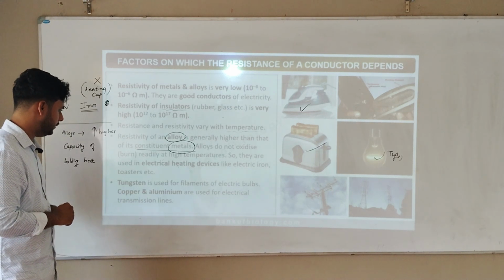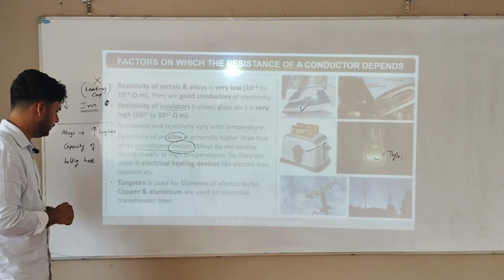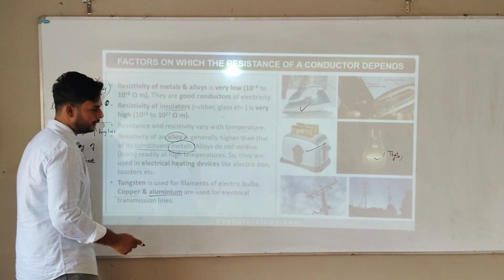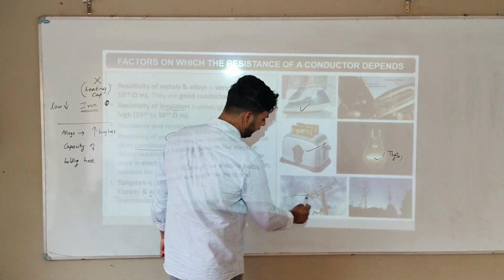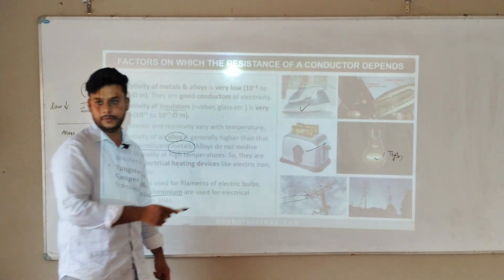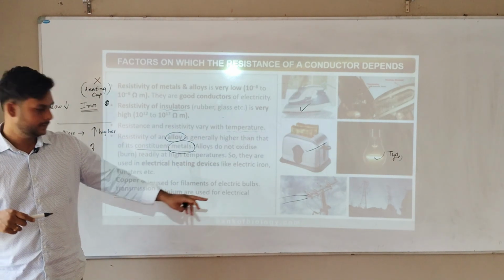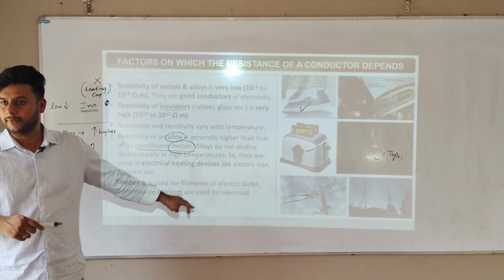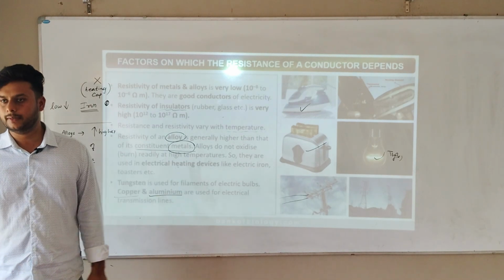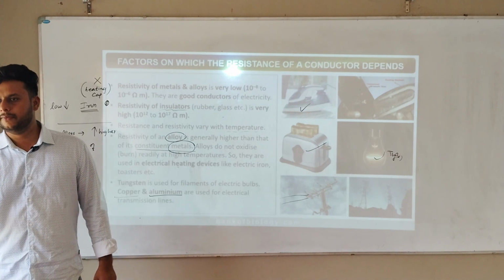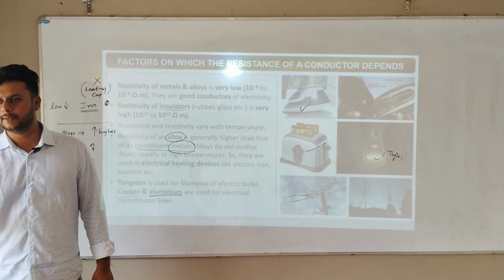Copper and aluminum are used for electric transmission lines. So copper or aluminum, whatever electrical transmission lines, those big wires you see when you go outside the town, coming into the town. So these are made up of copper and aluminum. Why are they made up of copper and aluminum? Because, first point, the current will travel faster, and very little current is wasted there.